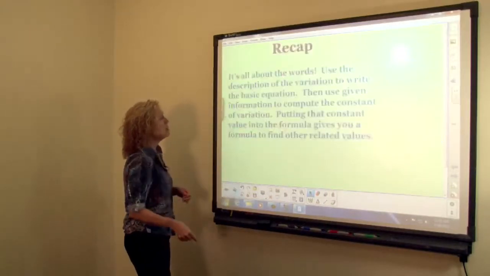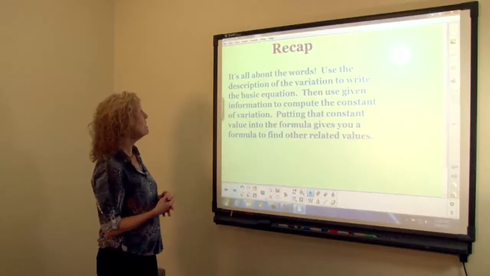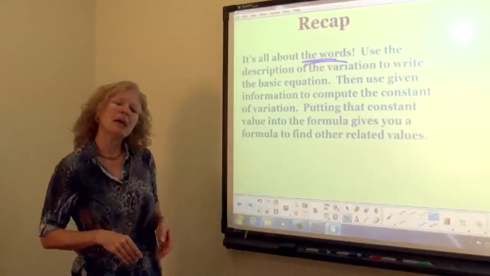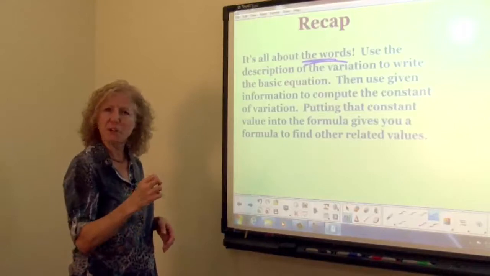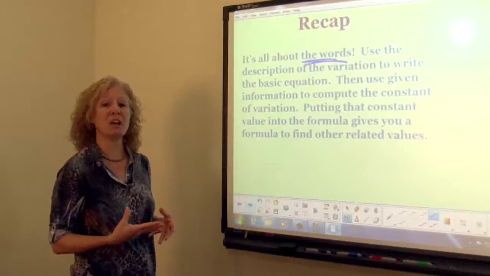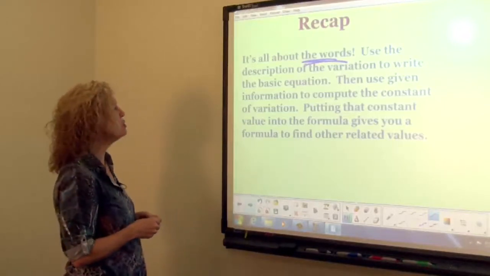Okay? Now, how about a recap on this? You know, we went pretty quickly through this because it's not too tough. Because it's all about the words. The words, the words, the words. So use the description of the variation to write that basic equation. You want to look for things like varies proportionally, varies directly, varies inversely. And if you see the words like jointly, varies jointly, that simply means that you have more than one variable going on as input to that equation.